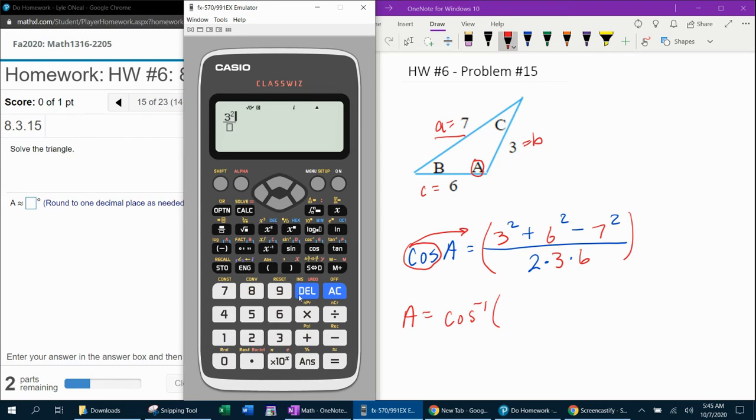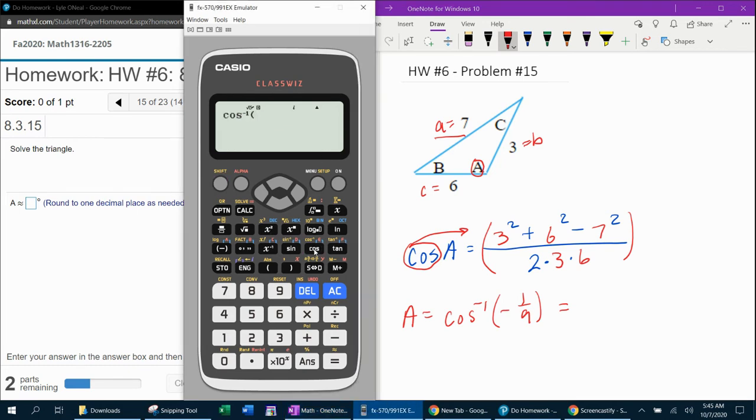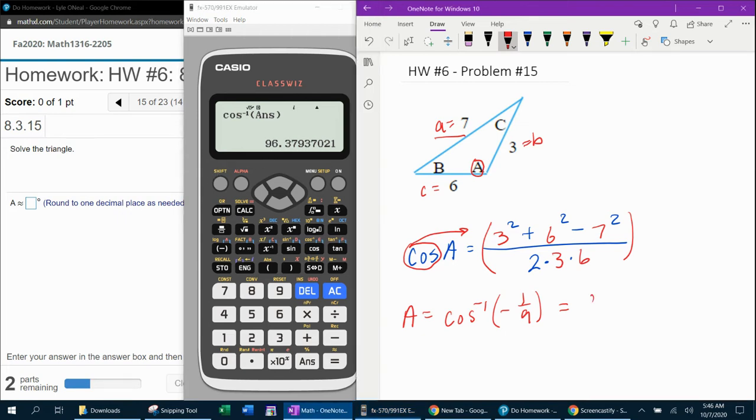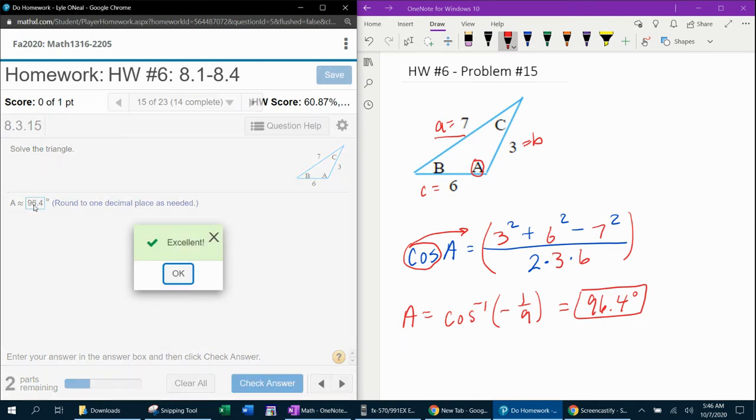All right, here we go. 3 squared plus 6 squared minus 7 squared over 2 times 3 times 6. And I'm going to leave that a fraction, -1/9, and that'll make my angle more accurate. If I use the exact value, I'm going to do the inverse cosine of the previous answer and round to one decimal place, 96.4 rounded. All right, so let's input that into MyLab Math and see how we did. Yay.